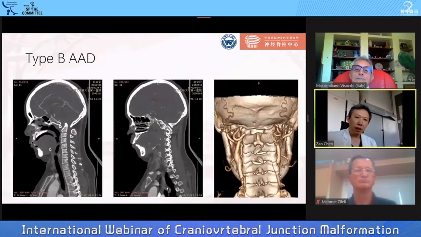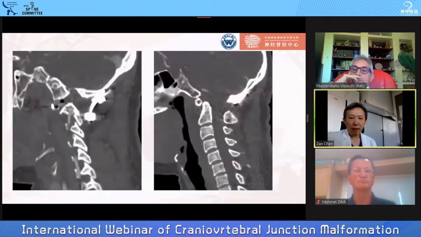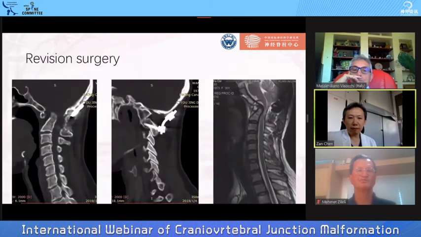It's a typical type B C1-C2 dislocation. The patient suffered occipitalization of C1 and basal invagination, and also C1-C2 transverse dislocation. We put a cage in the facet joint bilaterally, and then with the cantilever technique we can get a satisfied reduction between C1 and C2.